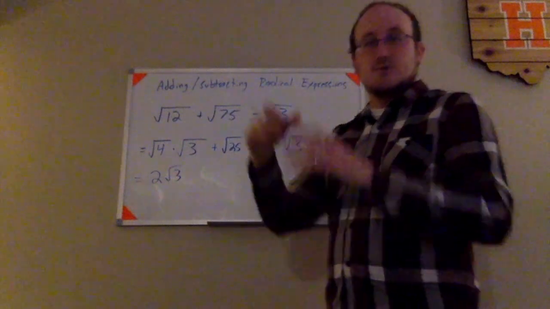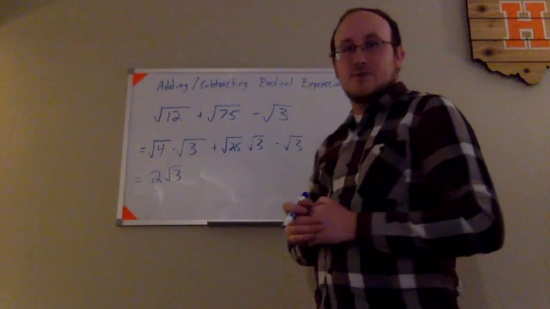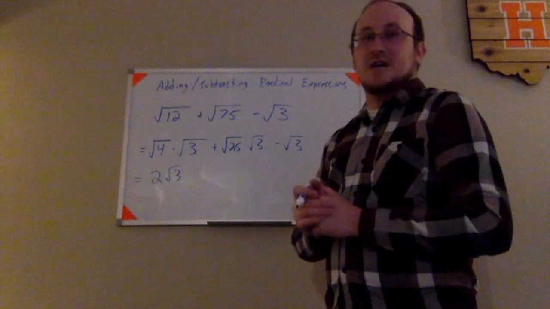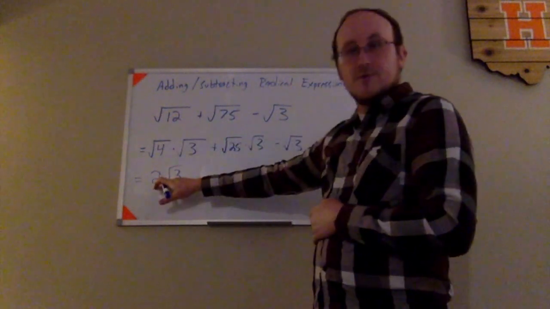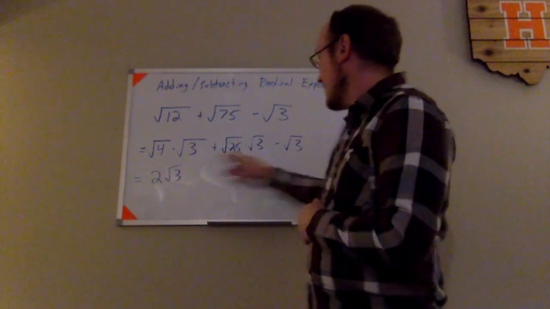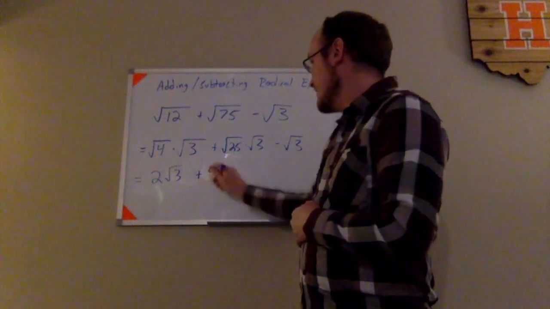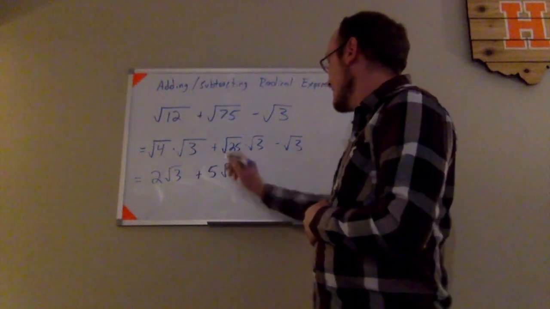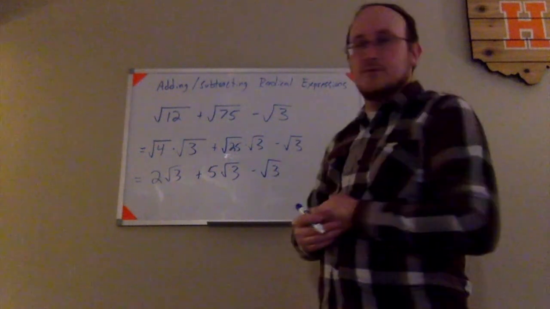We looked at a more visual factor tree method earlier in the school year on how we can break down the square root of 12. I mean, feel free to use that if that was what helped you. But we simplified the square root of 12 to 2 square root of 3. Doing the same thing with 75. Here I have the square root of 25 times the square root of 3. The square root of 25 is 5. And then the square root of 3. And then lastly, bring down this minus the square root of 3.